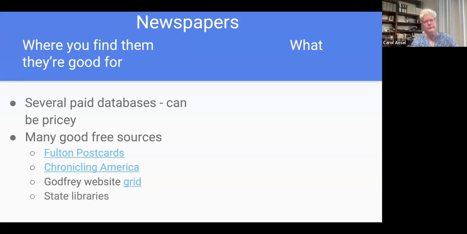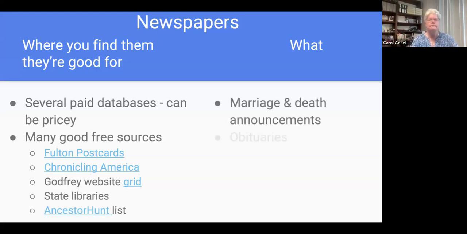Your state library probably has quite a few old newspapers. There's the Ancestor Hunt. I don't know how many of you are familiar with that, but they have a mailing list and a website, and he keeps a list of newspapers by state. You can get marriage and death announcements there. As time went by, they got more complicated and detailed. Obituaries as well.